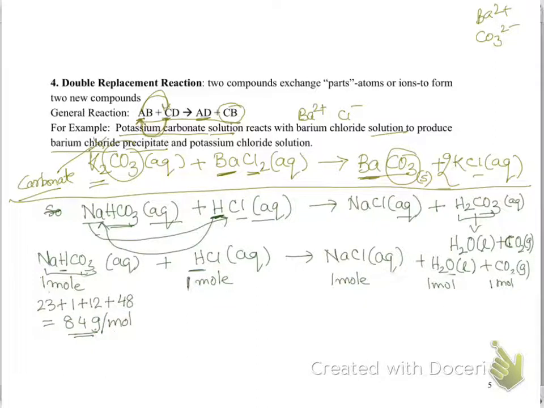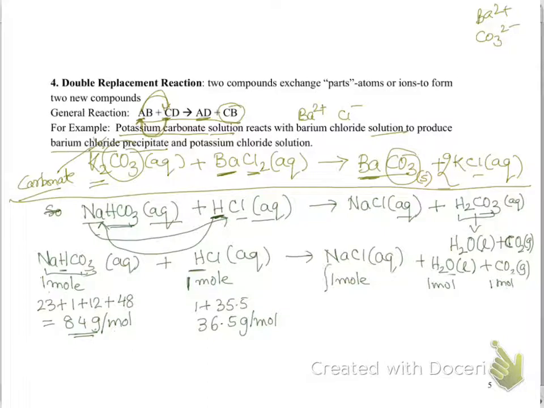HCl is also 1 mole. Hydrogen is 1, chlorine 35.5, that makes it 36.5 grams per mole. So that means the mass of 1 mole of HCl is 36.5 grams.